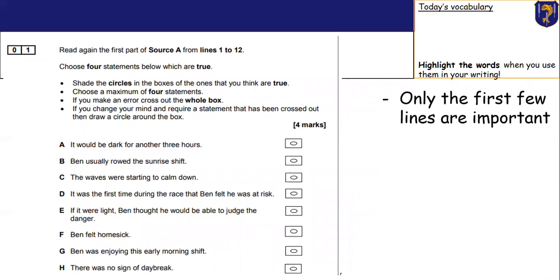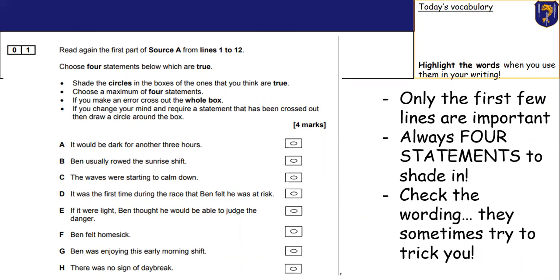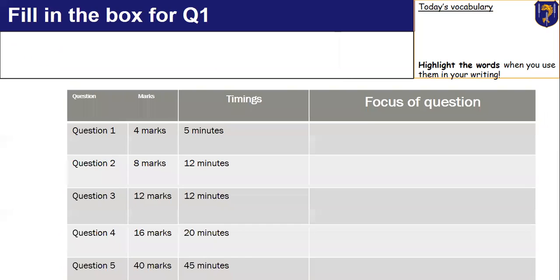So question 1, you will be answering a question that looks like this. You'll be asked to look at source A and the first part of the source, so lines 1 to 12 in this instance, and you'll be choosing 4 statements which are true. So you're going to read through it, and then you're going to pick out 4 things that you know are true. It isn't always explicit. You need to infer information from what is written, and we'll go through that at the end of this video. So you need to always check the wording and make sure that you are reading things correctly.